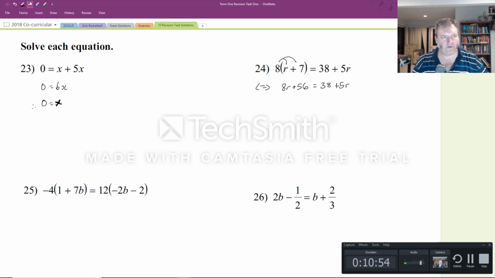Now, of course, you want to get all your r's together. I've got fewer of them on the right than I do on the left, so I'm going to get rid of those. I'm going to subtract 5r from each side. That just means I'm going to end up with a positive number of r. We're almost always better working with positives than negatives, so that would make sense. Unfortunately, that means I've got to get rid of this 56, so I'm going to subtract 56 from each side as well. What does that give me for my next line?